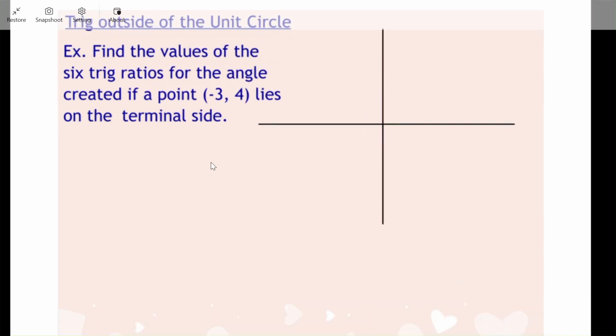Class. Today we are going to be talking about when trigonometry is done on the coordinate plane but outside of the unit circle. So this first question asks, find the values of the 6 trig ratios for the angle created if a point (-3, 4) lies on the terminal side. So I'm just going to draw a -3 and 1, 2, 3, 4.